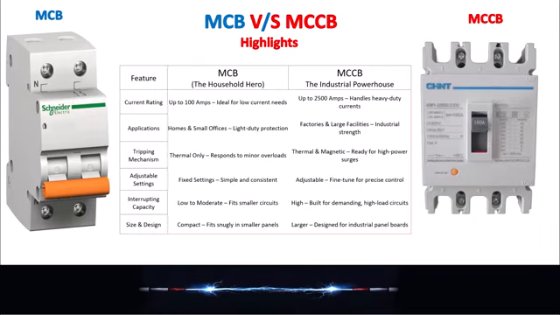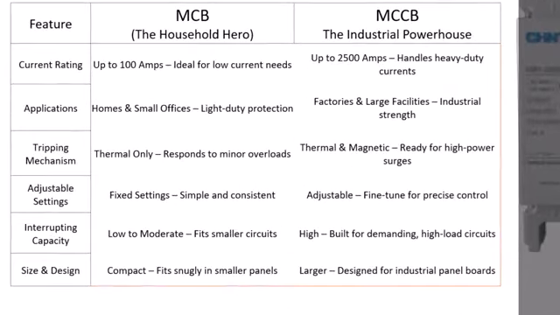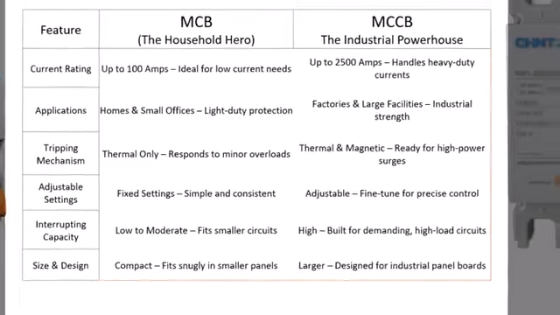Let's quickly compare MCBs and MCCBs. MCBs, or miniature circuit breakers, are the household heroes. They handle up to 100 amps and are perfect for homes and small offices. Compact in size, they use a thermal-only tripping mechanism to protect against minor overloads, making them ideal for light-duty applications.